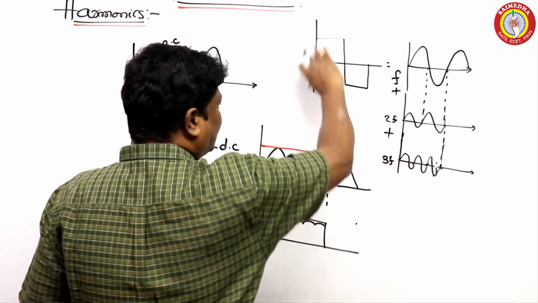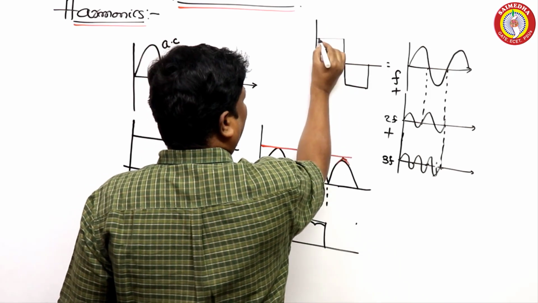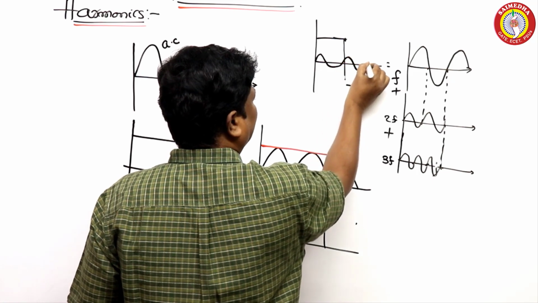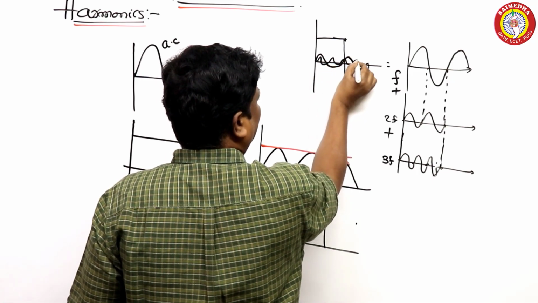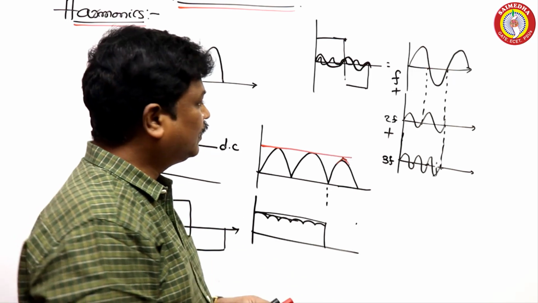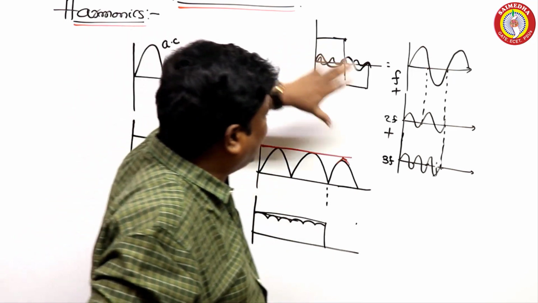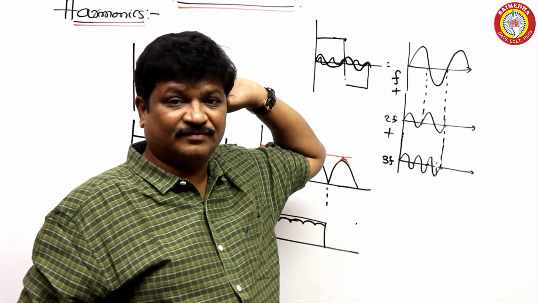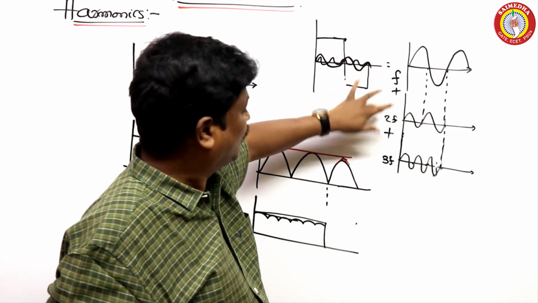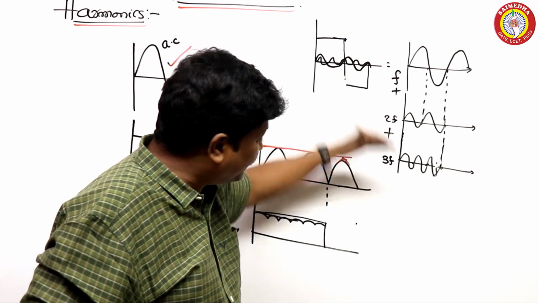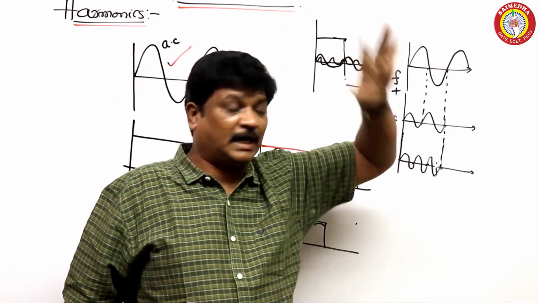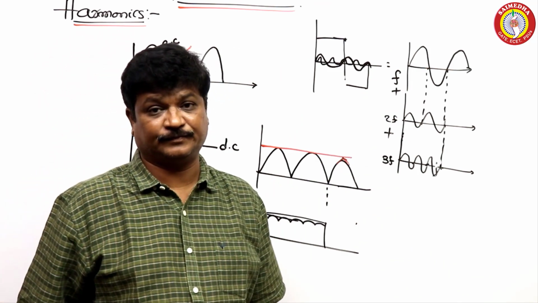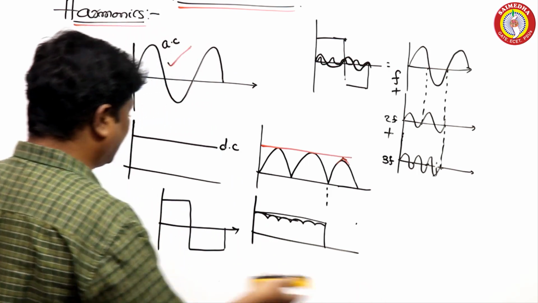So in the AC supply, we have a square wave like this, consisting of some harmonics like this. Our duty as power electronics engineers is to eliminate these harmonics. We want to eliminate the second harmonic, the third harmonic, and the higher order harmonics. So harmonic analysis is very, very important.